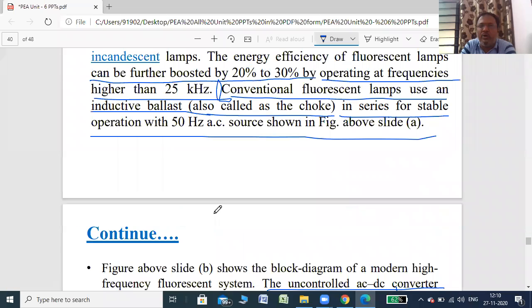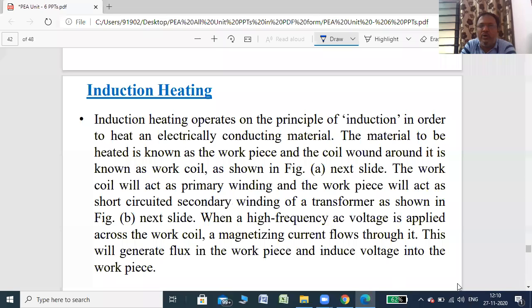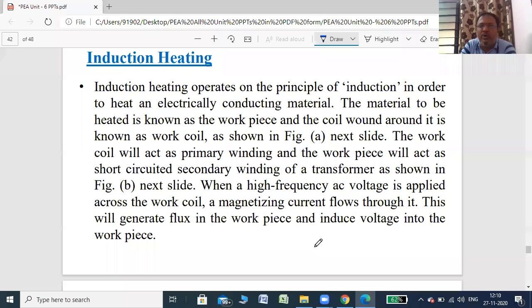Okay, so this is the next application, induction heating. I think this is the last application from your syllabus, unit number 6. So induction heating, everyone knows induction cooking or induction cooker, might have been seen by most of the students, and maybe it is available at your home. So what is the basic principle of induction heating?